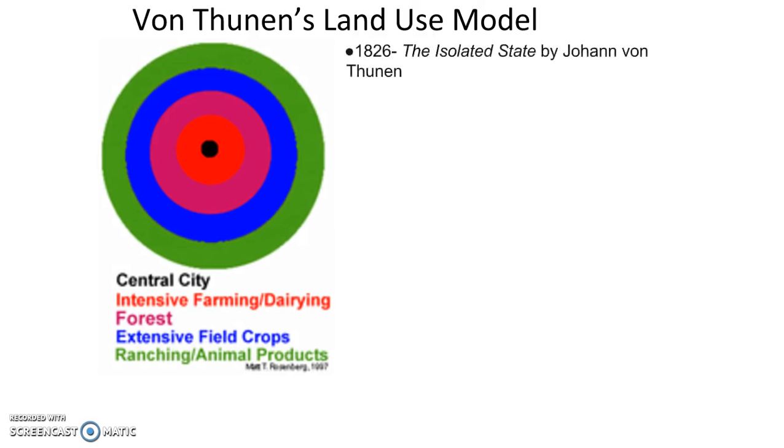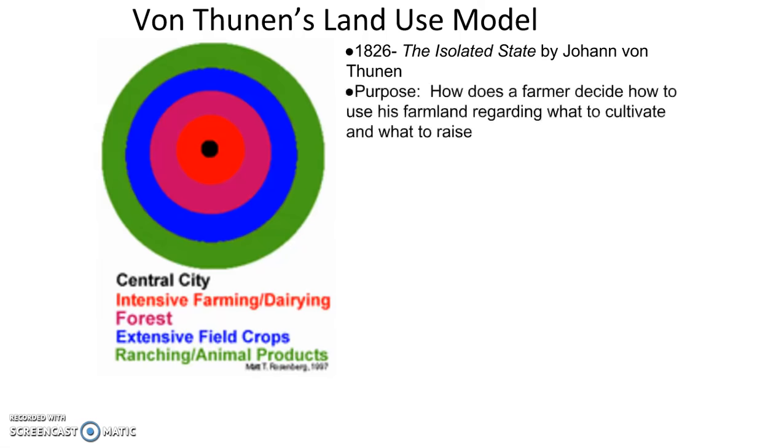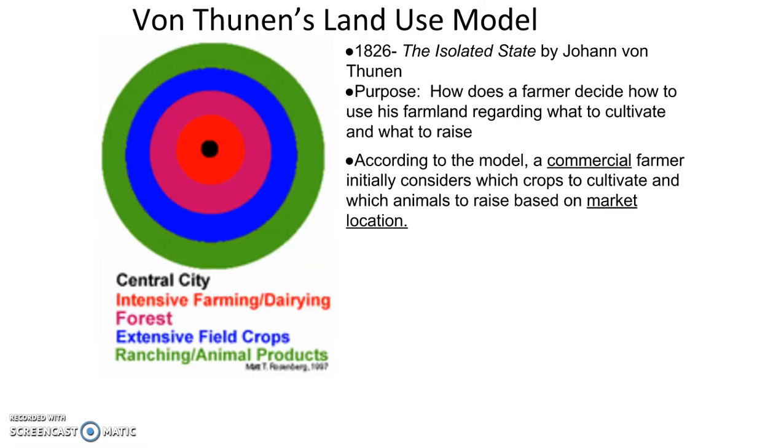So obviously this was written by von Thunen, Johann von Thunen, who was a German, and he wrote this in his book, The Isolated State, in 1826. The purpose was to explain how a farmer decides how to use his farmland, regarding what to cultivate and what animals to raise. Remember, like any business, a farmer wants to maximize profit by minimizing costs. That's the goal of every single business, including a farmer.